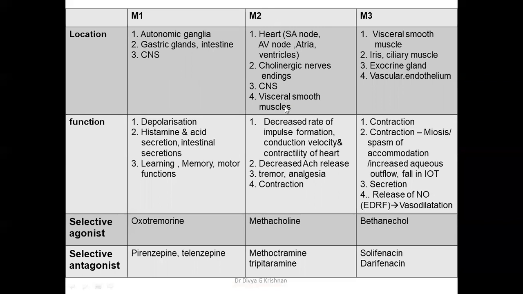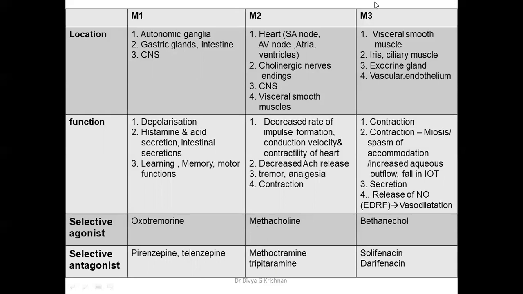In the heart, it causes decreased rate of impulse formation, conduction velocity and contractility. So all of it is decreased. In the cholinergic nerve endings, it decreases the acetylcholine release. These are called autoreceptors because they are present on the same type of nerve terminal from which the transmitter is released, and their function is to inhibit the further release of acetylcholine. In the CNS, they are associated mainly with tremor and analgesia. In visceral smooth muscles, they cause contraction. The selective agonist is methacholine and the selective antagonist on M2 receptors is methoctramine and tripitramine.